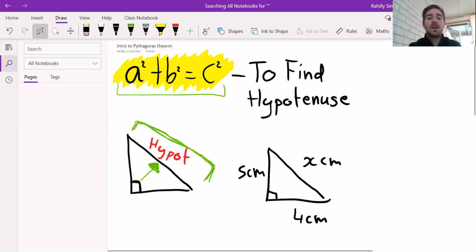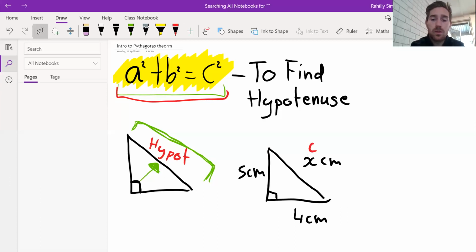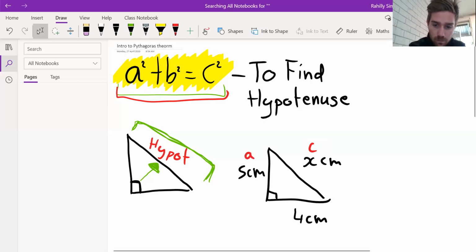All right, what we need to do is we need to label our triangle based on this formula. If our unknown is our hypotenuse, that's our c. It does not matter what's a squared or what's b squared in terms of which one we label. So for the sake of it, I'm just going to label that is our a, that is our b. All we need to do is plug it into this formula.